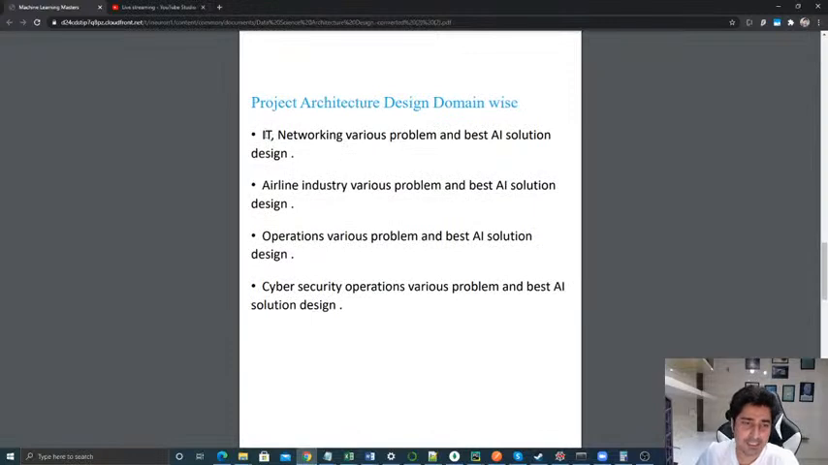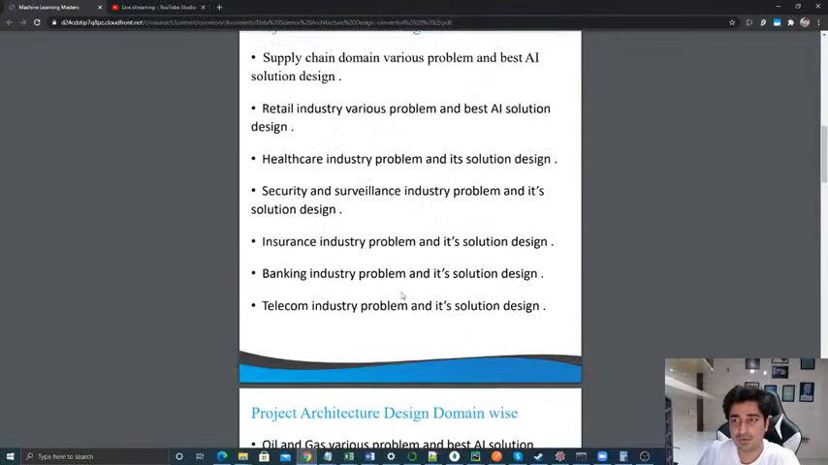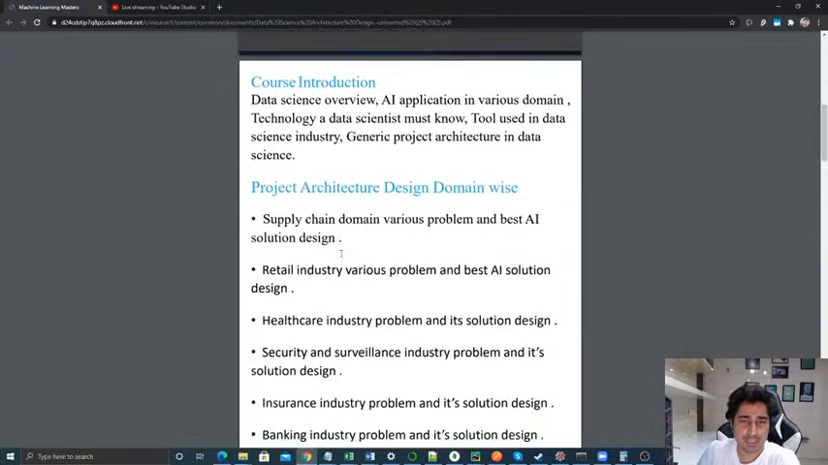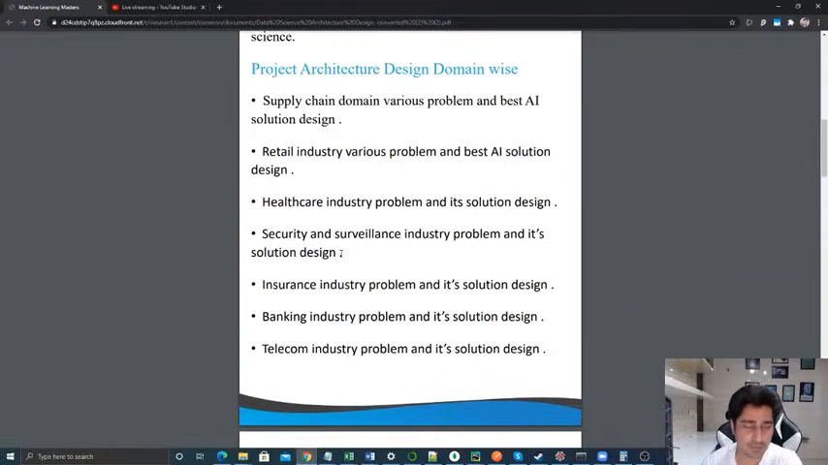And then IT networking, and then the airlines industry and operations, with various problems based on AI solution designing. And then in cyber security or network security, how we can implement this AI solution. So this is the syllabus, guys, that we are going to cover. On top of that, we are trying to add a couple more domains, so for sure we will add them. Last time this session was conducted for 3 to 4 weeks, but this time it is going to be for 3 months. So we are going to expand these things.